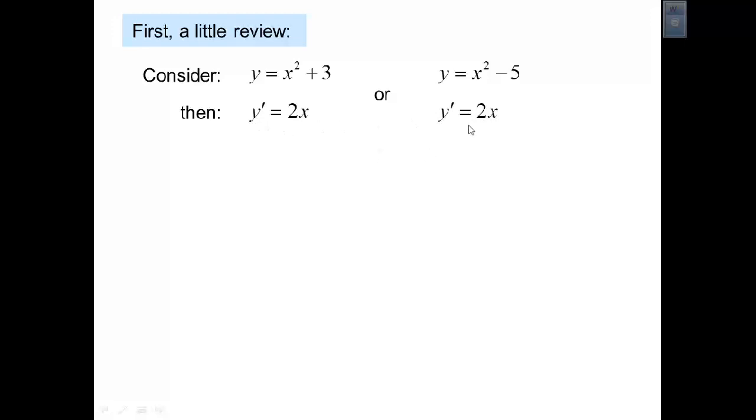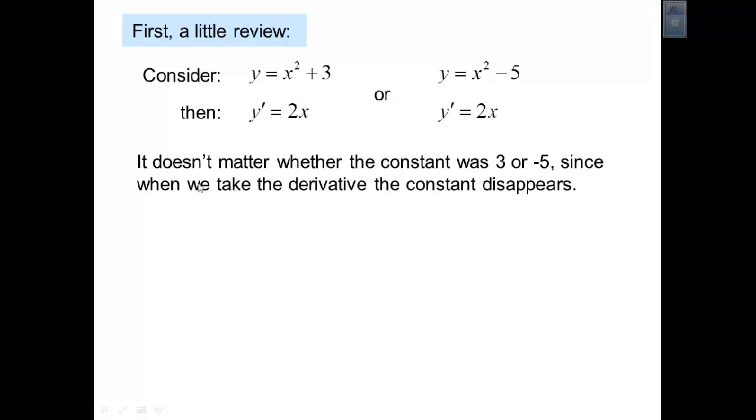So what that means is that for any point along the coordinate plane, well, actually any point along the x-axis, for any value, we're going to have exactly the same slope for this one as we do for that one. Now, that tells us only about the slope. It doesn't necessarily tell us about what the thing's doing and all kinds of things like that. So notice it doesn't matter whether the constant was 3 or negative 5, since when we take the derivative, the constant's going to disappear.